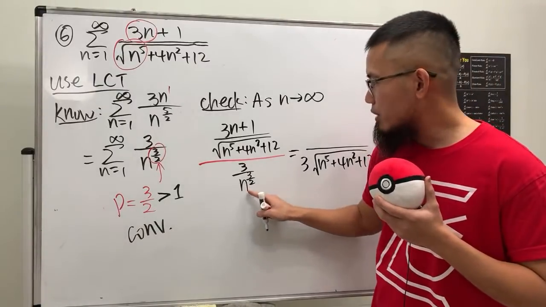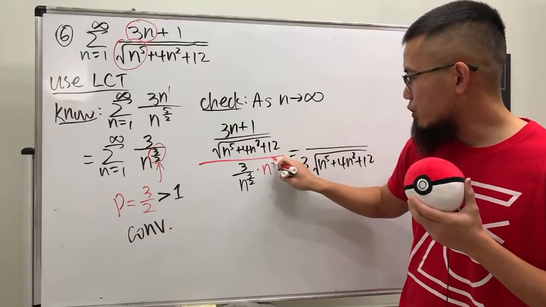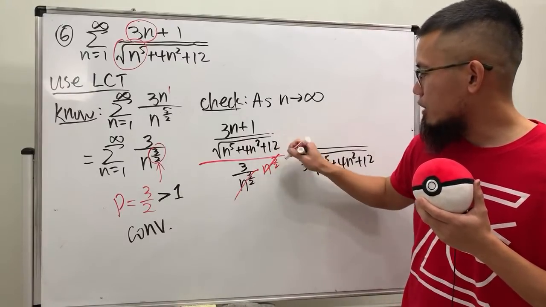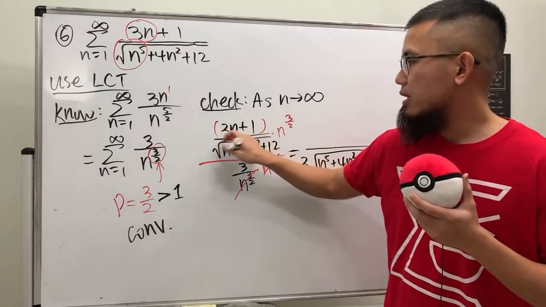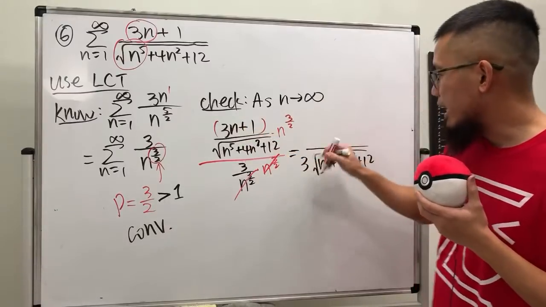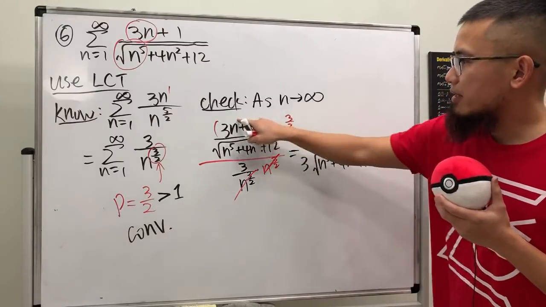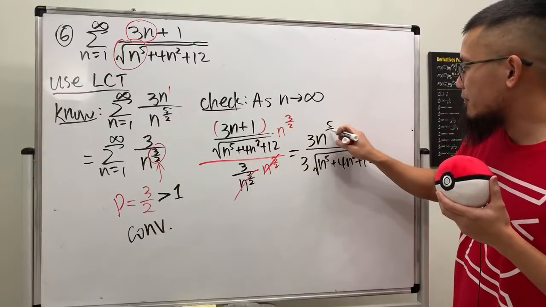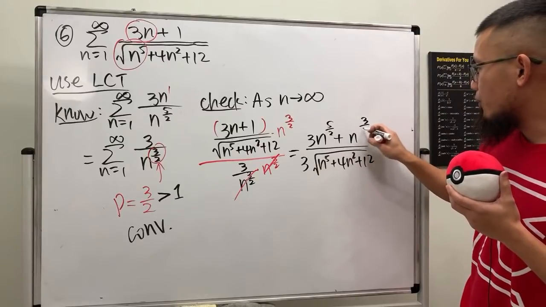And then I'm going to put this on the top. So you see, I will just multiply n to the 3 over 2 so that they cancel. And then I will multiply this by n to the 3 over 2. When I do this times that, we get 3, and then this is n to the 3 half, and this is 1, so it becomes 5 over 2. And then this times that is n to the 3 over 2.